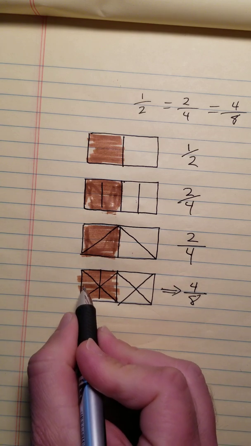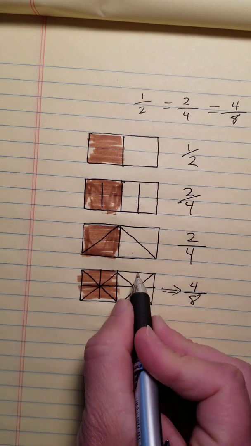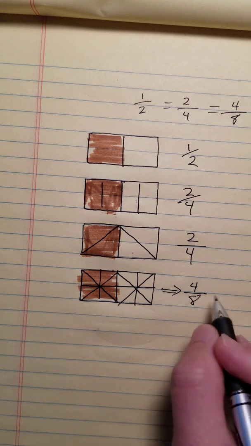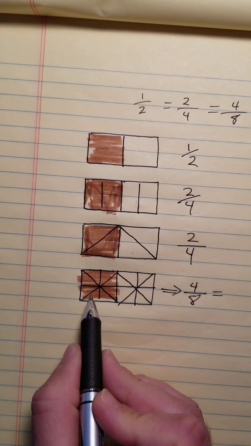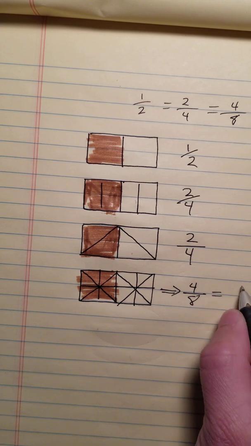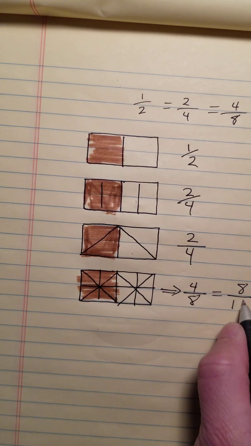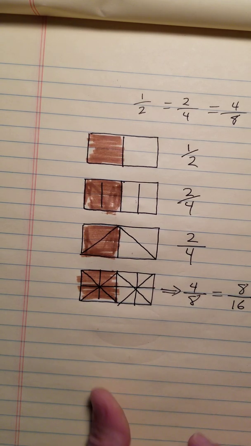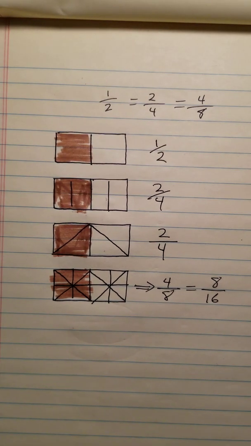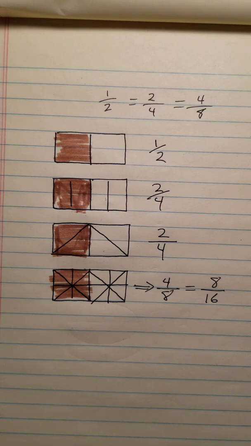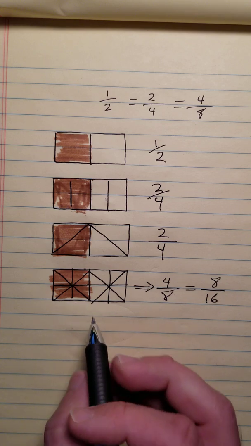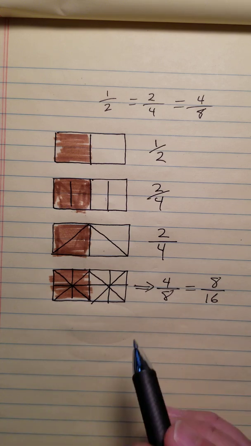If I want to just cut it more, now what is it? 4/8. No, this is 4. That's 8 on that side. 8/16. Now it's 8/16, and that's also true. So students, it's the same amount of cake. If I eat 8/16, it's the same as eating 4/8.